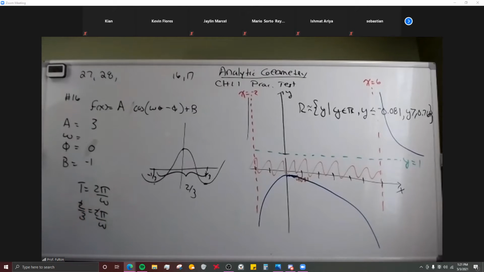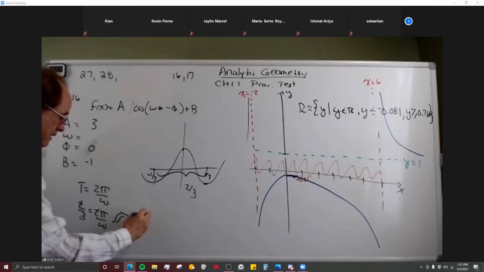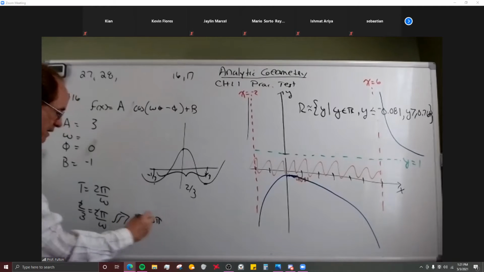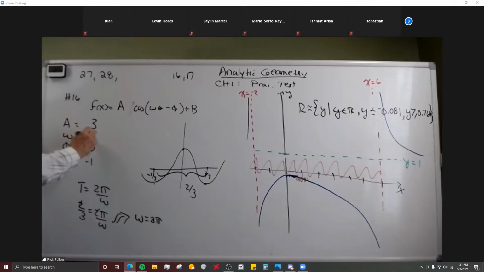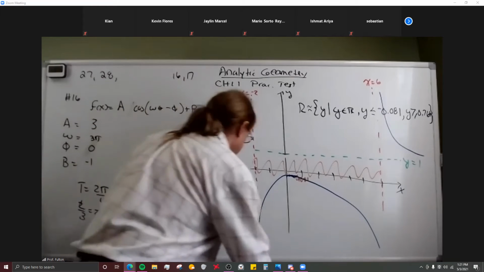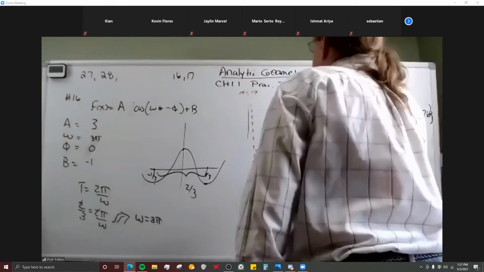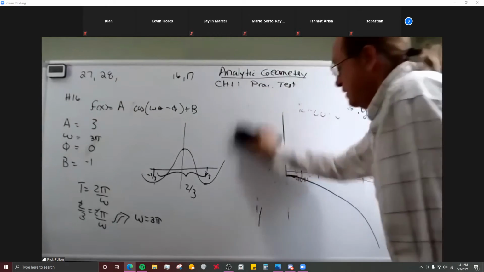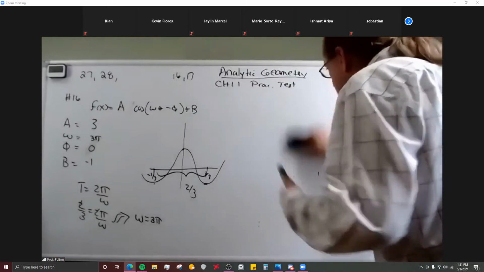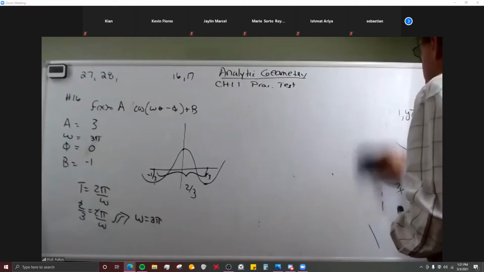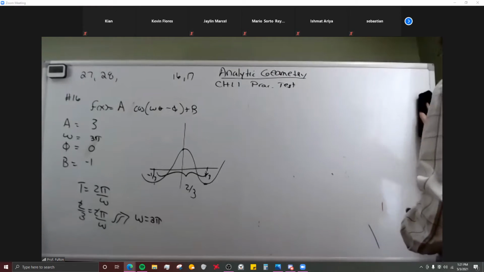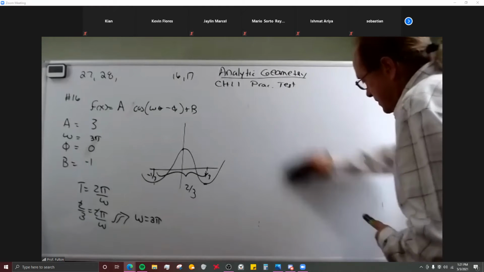Well, the 2's cancel out. And omega then is, just by cross multiplying, equal to 3 times pi. So I now have everything that gives me my function. And what I would do is just double check and plug it into Desmos and make sure that I didn't screw something up.